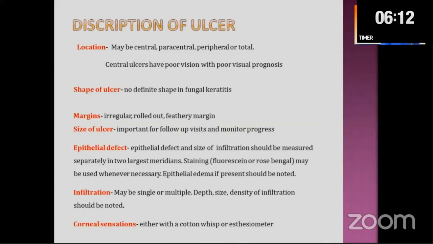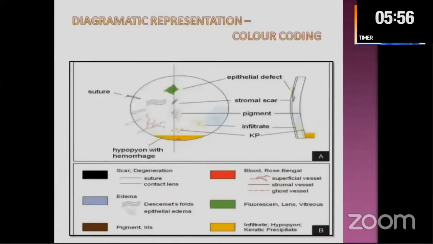The epithelial defect and the size of the infiltration have to be measured separately in the two largest meridians. The infiltration can be single or multiple. Depth, size, and density of the infiltration have to be noted. The corneal sensation, either with a cotton wisp or esthesiometer, can be noted. This is a color coding and a diagrammatic representation in cases of any pathology in the cornea.